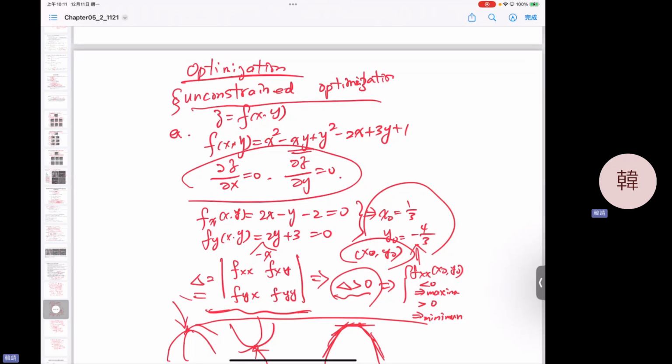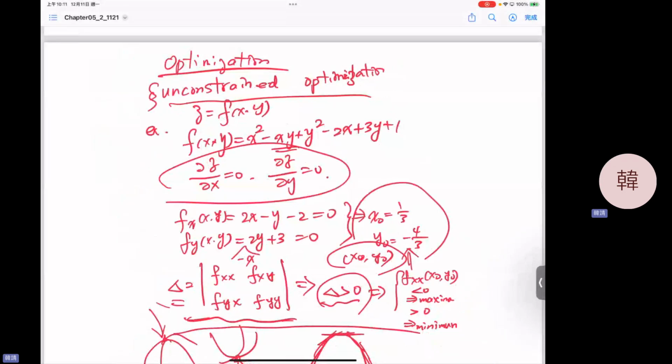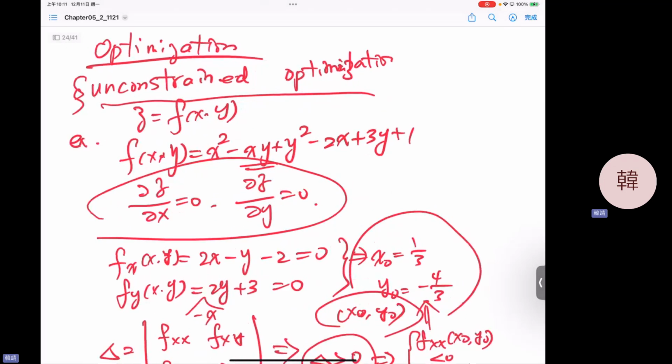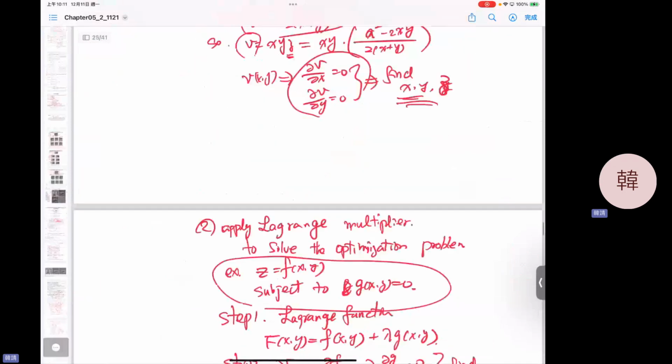So generally, if your problem is unconstrained, it's very easy. You just take a derivative and set it equal to 0. Like previously, we use this example. It's an unconstrained optimization problem. So if you have the function, just take the derivative with respect to all the parameters in your equation. So how many parameters are you going to use to make your objective function become optimal? So take the derivative, set it equal to 0, and then solve the equation.